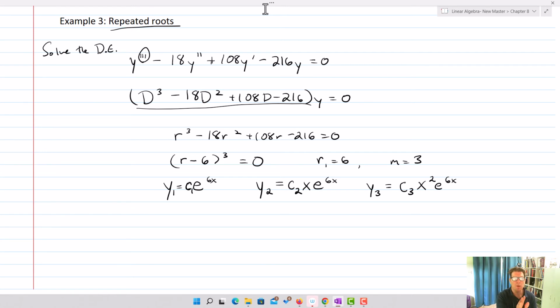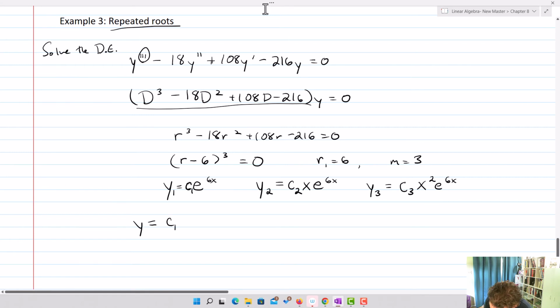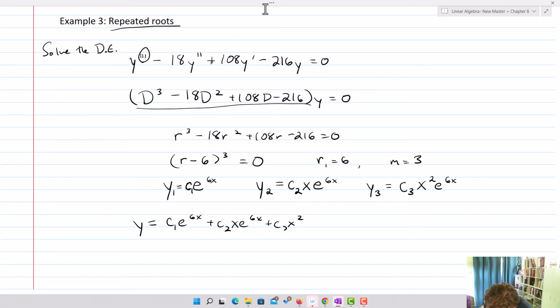Because we're looking at the third derivative, the x's go away, right? They end up getting subtracted out, and we end up with the solutions to this differential equation, despite the fact that they've got x's in them and not just e to some power. So we're going to get y equals c1 e to the 6x plus c2 x e to the 6x plus c3 x squared e to the 6x, and that's going to be our solution.